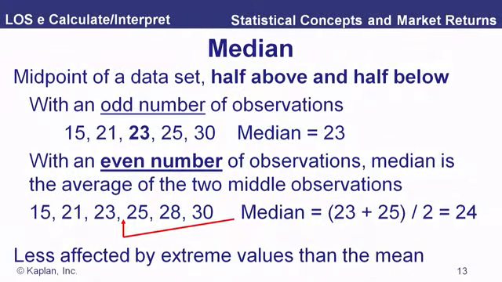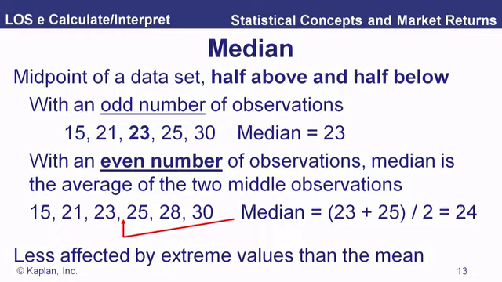Now another measure of central tendency we have is the median. It's the midpoint of a data set in the sense that half the observations are above the median and half are below the median. Now if we've got an odd number of observations, and here we've got a pretty small data set, only 5 data points, we can easily find the median. We put them in numerical order, from the lowest to the highest, and then we find that middle point. Well, that middle point is 23. So that's the median for that data set.